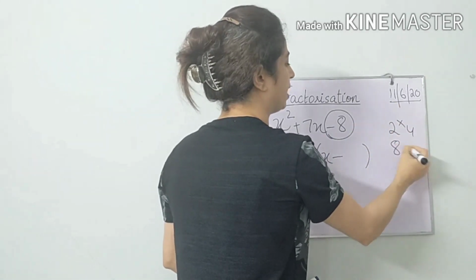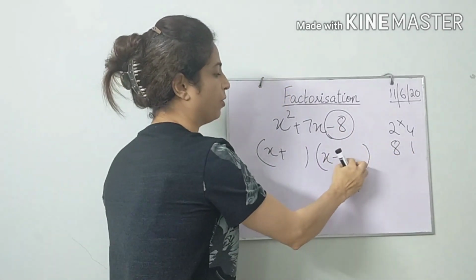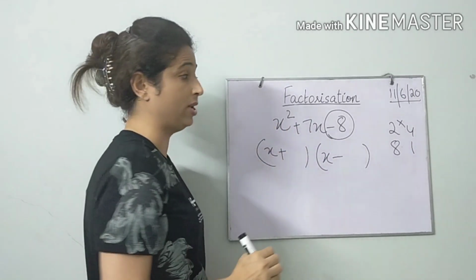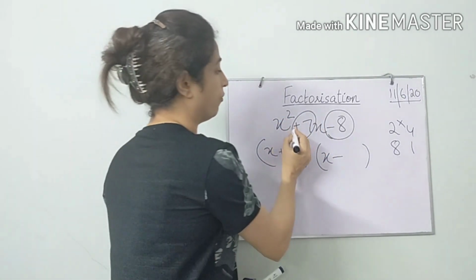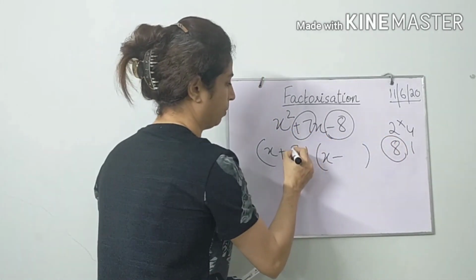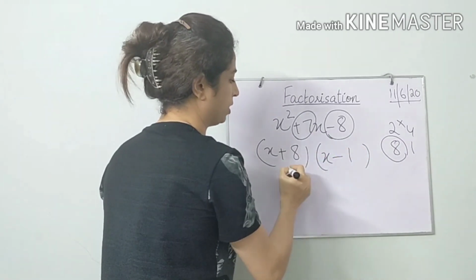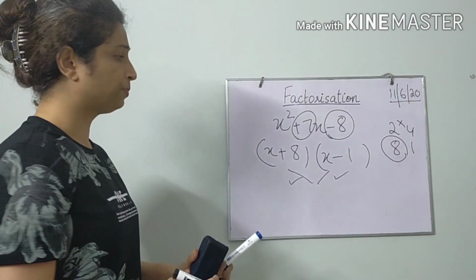Let's take 8 and 1. Multiplied, they give 8, and if we use them with these two signs, it may give us a 7. Remember, the middle term has a positive sign. We need a positive sign with a bigger number. So 8 is a bigger number. We'll put 8 here and we'll put 1 here, and these are the two factors of our expression.